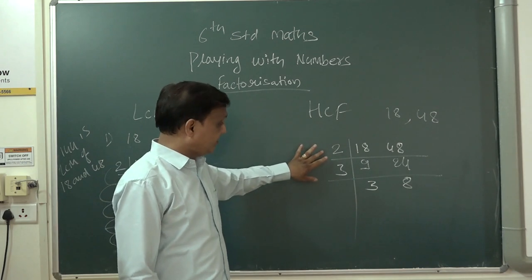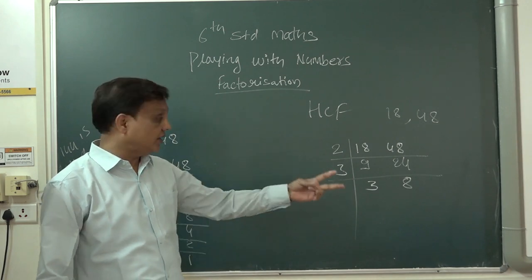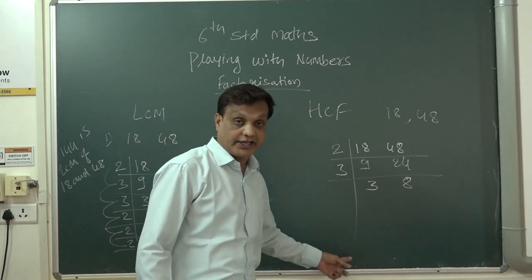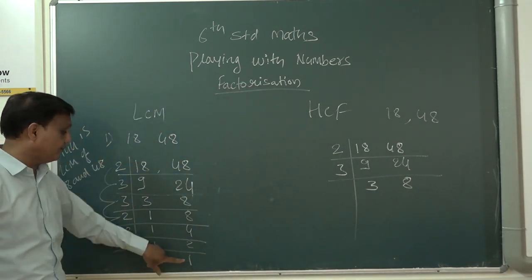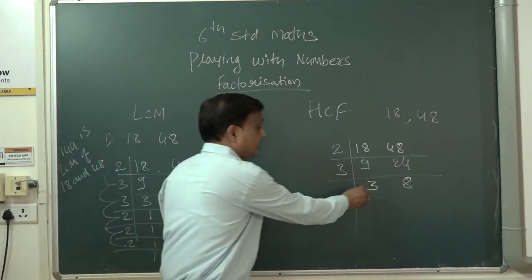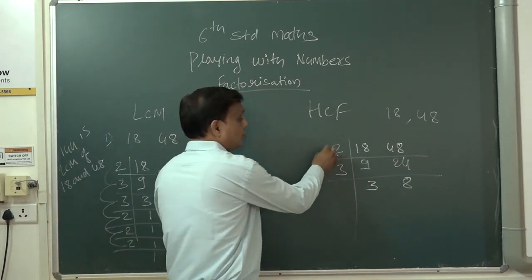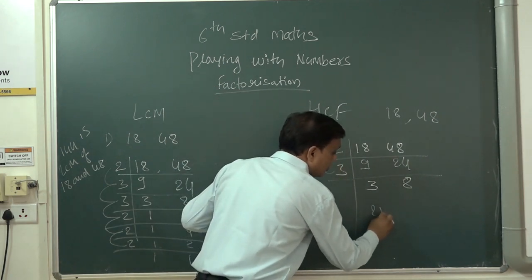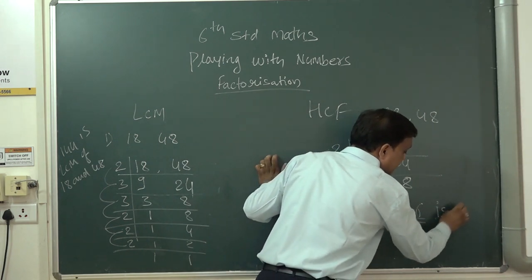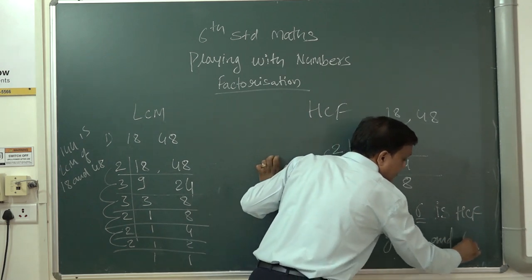Why? In HCF you have to take the numbers which are coming in the same table. If both the numbers, or whatever numbers are given, are not going in the same table, we cannot continue this procedure here. But in LCM we continued the method continuously. Here you cannot do that. You have to stop here because 3 and 8 are not coming in the same table. So you have to stop this procedure and only multiply these 2 numbers. So 2 into 3. What is 2 into 3? 6. So 6 is the HCF of 18 and 48.